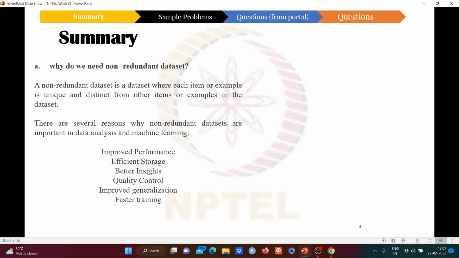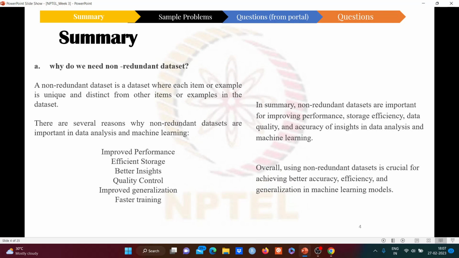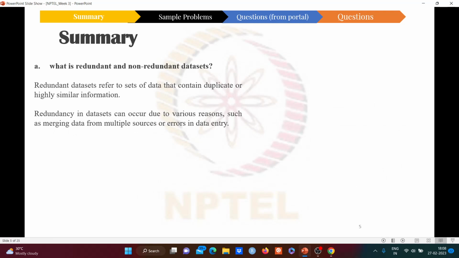Overall, using a non-redundant dataset is crucial for achieving better accuracy, efficiency, and generalization in machine learning models. In summary, non-redundant datasets are important for improving the performance, storage efficiency, quality control, and accuracy of insights in data analysis and machine learning.